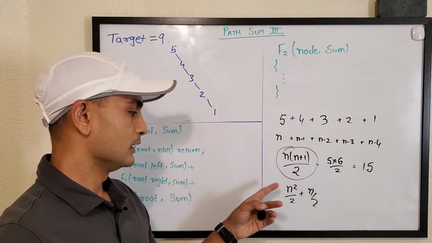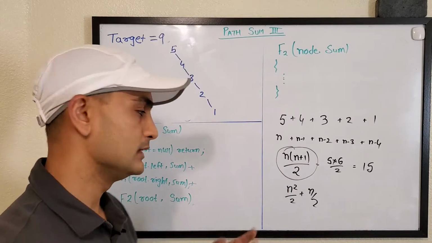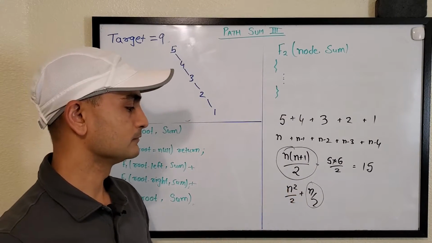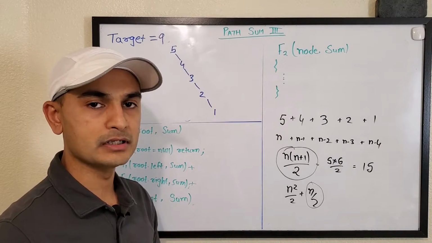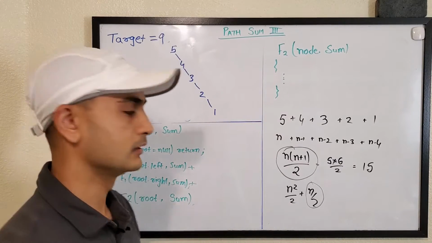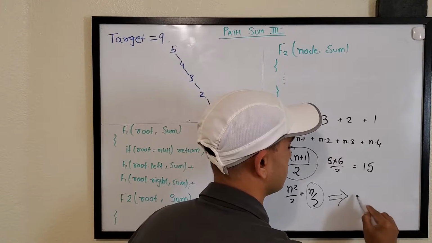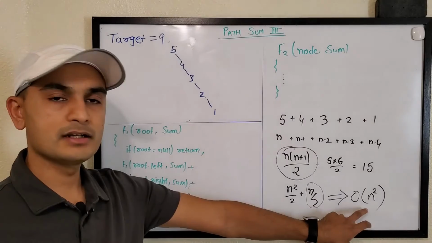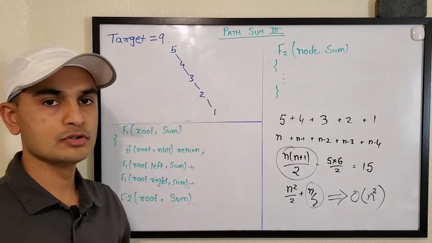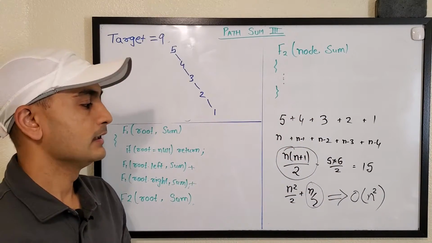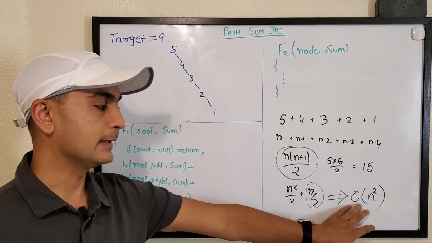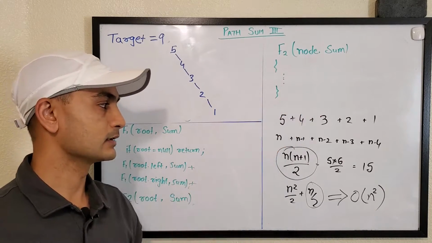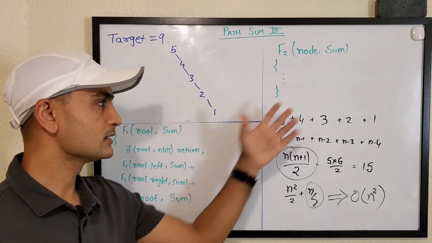Now, when we have n square, we can ignore the linear part of it, since the square is more prominent, and we can obviously drop the constant. So our time complexity comes to O of n square. So that's our time complexity for the two function approach, O of n square. Now that we understood the time complexity of this approach, we can go and optimize it. So we'll look at optimizing this approach.